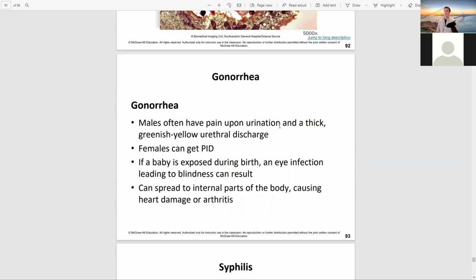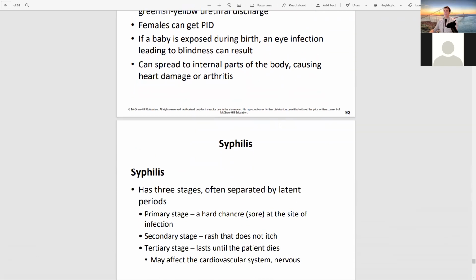So gonorrhea: males often have pain upon urination and a thick greenish-yellow urethral discharge. Females can get PID. If a baby is exposed during birth, an eye infection leading to blindness can result. It can also spread to internal parts of the body, causing heart damage or arthritis.